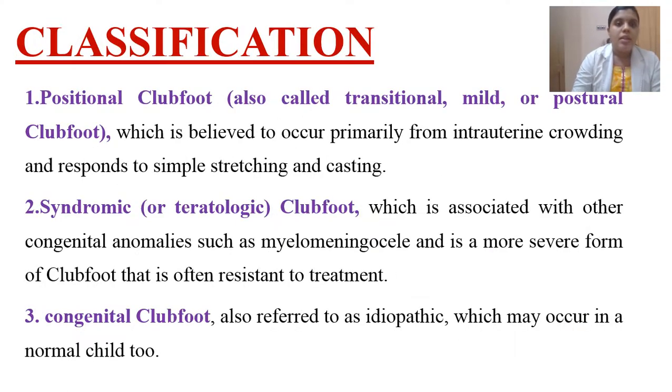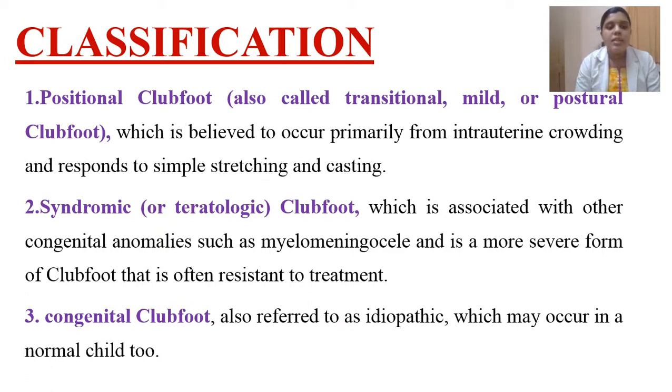Now we'll see the classification of congenital clubfoot. There are some major classifications. The first one is positional clubfoot, also known as mild or postural clubfoot. It is believed that positional clubfoot happens because of intrauterine crowding, or less space inside the uterine cavity. This is the simple form of clubfoot, and it can be manipulated by simple stretching as well as casting, which can be given to the child after birth.